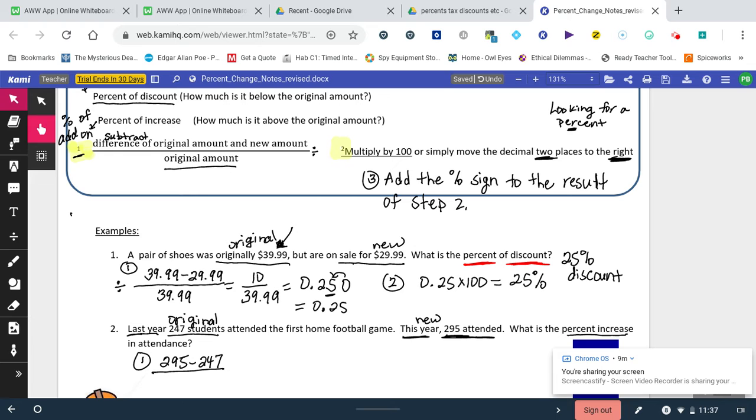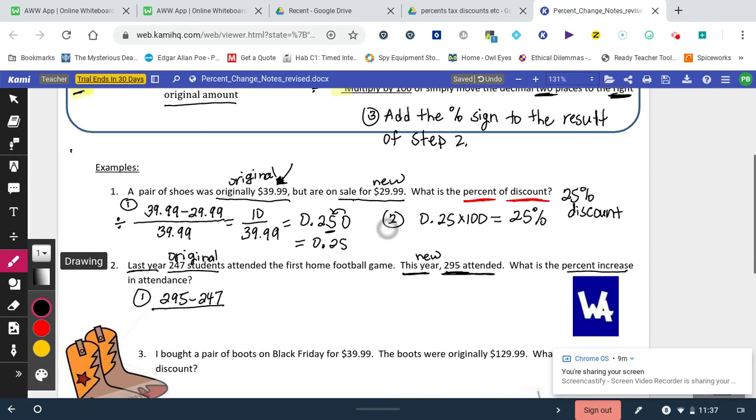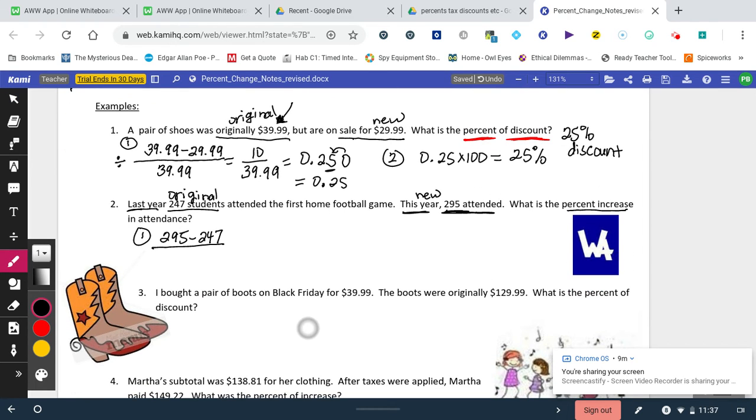Okay, so go back. The original amount was 247. So we're going to make sure after we subtract that we divide. Okay, so let's subtract first, because that bar means divide. Some people act like they don't know that. 295 minus 247 is 48. So I'm going to take 48 and divide it by 247.